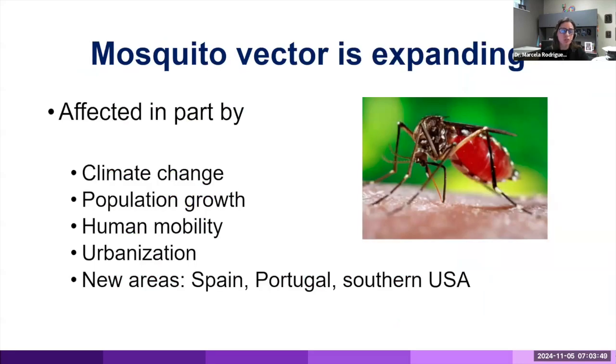So the mosquito vector is expanding. This is affected by different reasons. One's climate change. Global warming has had an impact on the expansion of the mosquitoes. Some other factors include population growth, human mobility, lots of travel, lots of moving to other places and countries, urbanization, and there are actually new areas now that are showing dengue, such as Spain, Portugal, and southern USA.